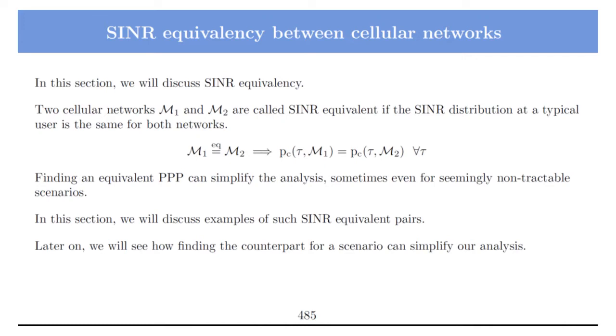Take two cellular networks, M1 and M2. Remember, we defined the complete notation for general cellular networks. With the same notation, two cellular networks M1 and M2 are called SINR equivalent if their SINR distribution at a typical user is the same for both networks. We write M1 is equivalent to M2 if the coverage probability for any threshold tau at a typical user for M1 is equal to the coverage probability for that tau for M2, for all tau.